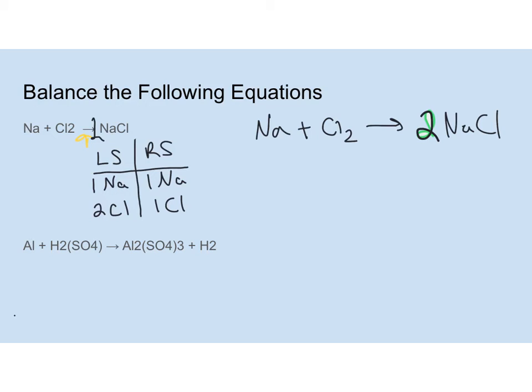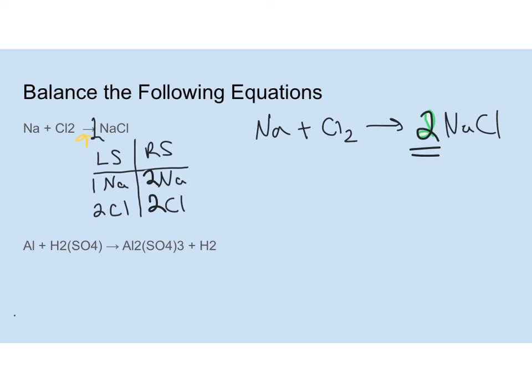So now on the right side, I don't have one Na, I actually now have two NAs, because that 2 is now in front of NaCl, and now I also have two CLs. So now the CLs have matched up, but if I look back, I realize the NAs don't match up. I only have one Na on the left side.